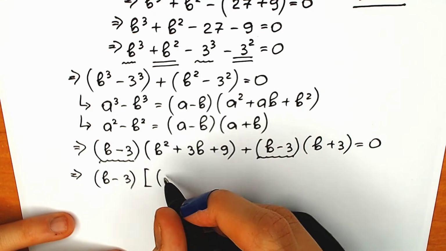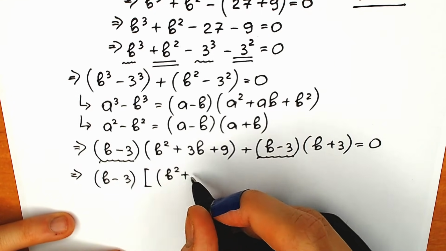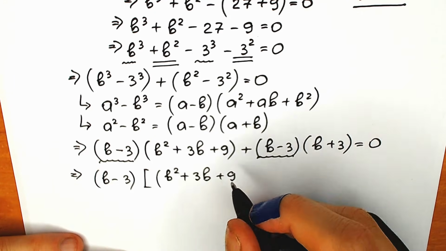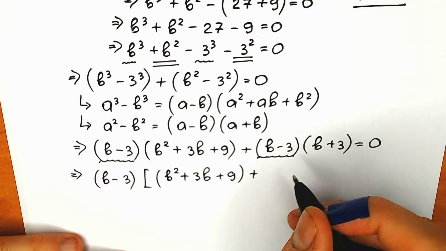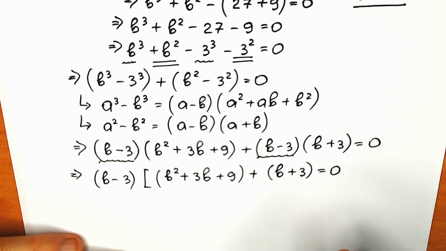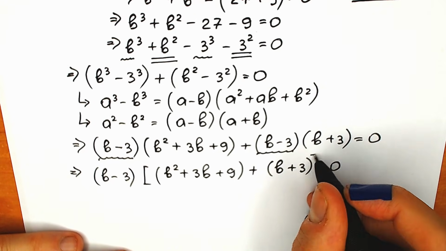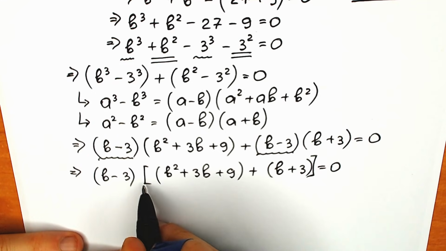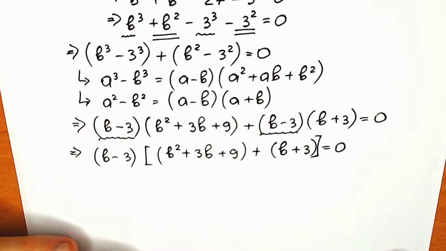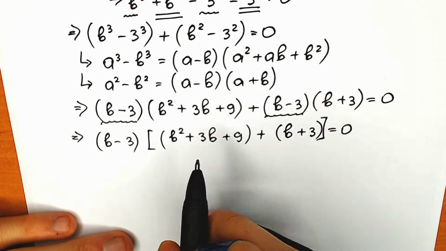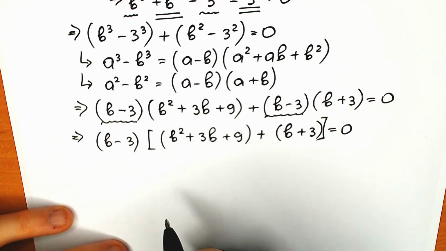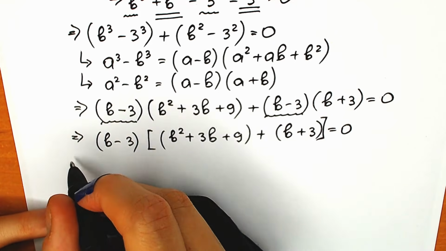So as a result, we have b squared plus 3b plus 9, and we have plus b plus 3, equal to 0. But we need to close this parenthesis because I chose this option. I just want you to understand that we factored this b minus 3. Right now let's simplify this expression. We can easily do that without any problems because we have all the time addition signs, and we can actually get rid of these parentheses.